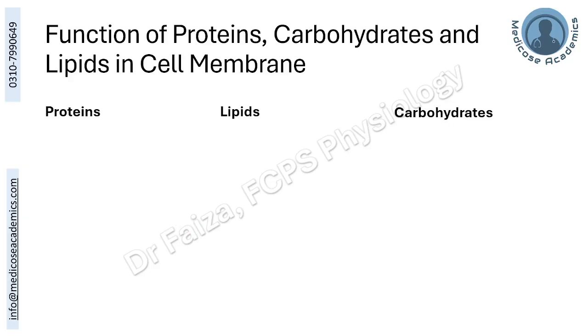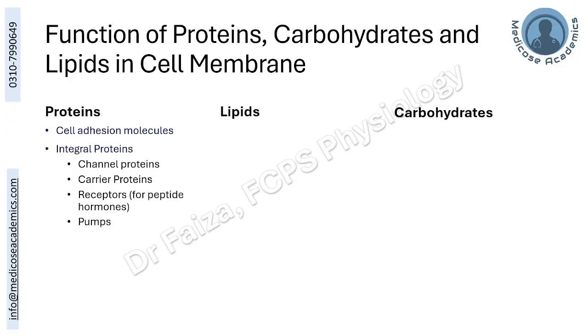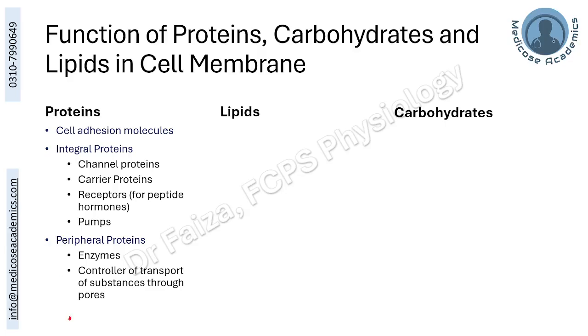If we summarize the functions of these components, proteins may act as cell adhesion molecules. Integral proteins may act as channel proteins, carrier or receptor proteins, or pumps. Peripheral proteins may act as enzymes or regulators of the transport of different substances through the pores. They may also have a role to play in immunity, and may act as antigens as well. They may combat cell lysis by combating the complement cascade, as we discussed previously.